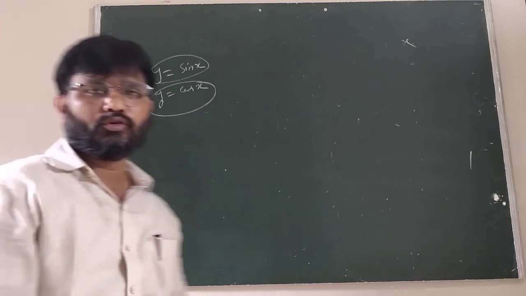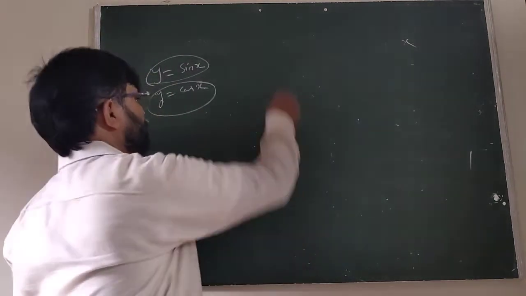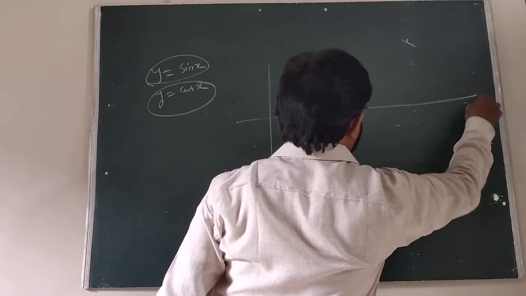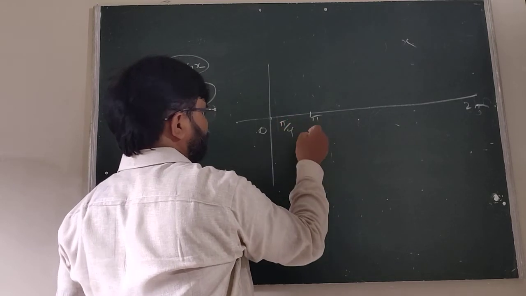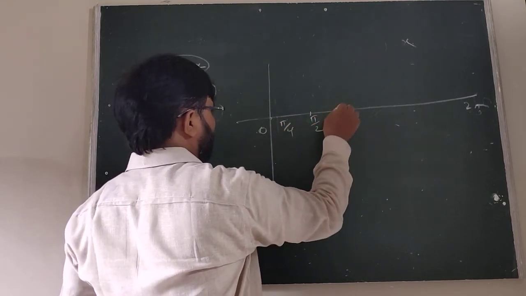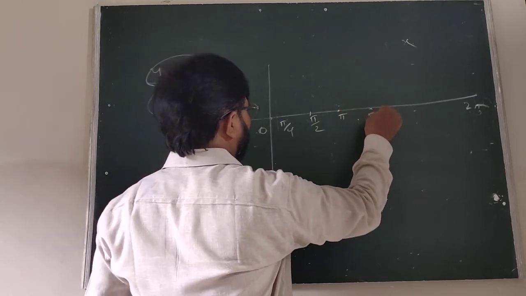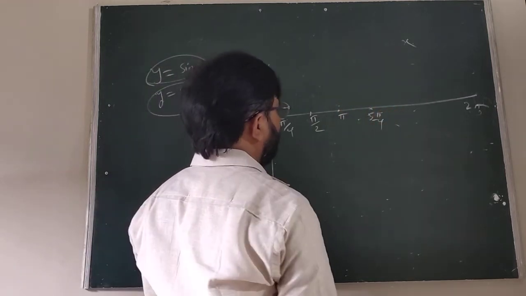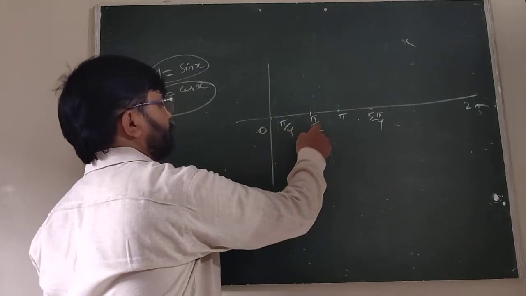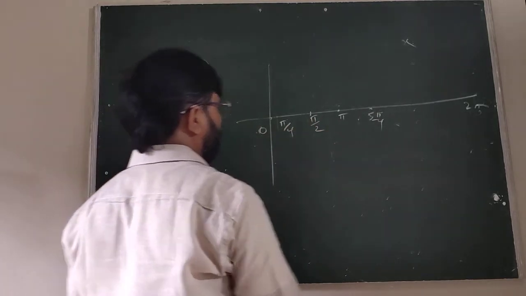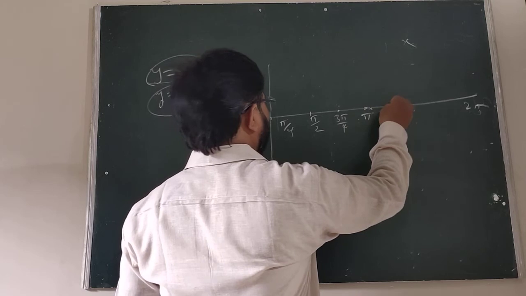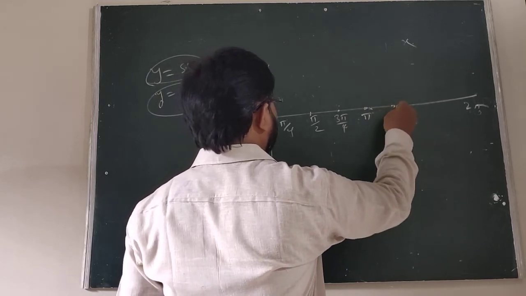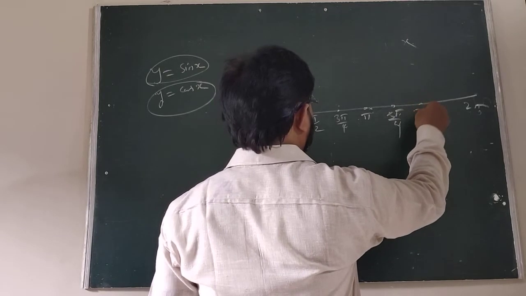Dear students, we know that at 45 degrees, sin and cos are equal. Simply, in between 0 to 2 pi, this is 0, this is pi by 4, and pi by 2. First 45, 90, after that between 90 and 180 there is 3 pi by 4, after that 5 pi by 4, after that 3 pi by 2.